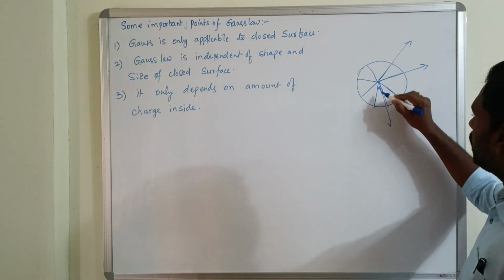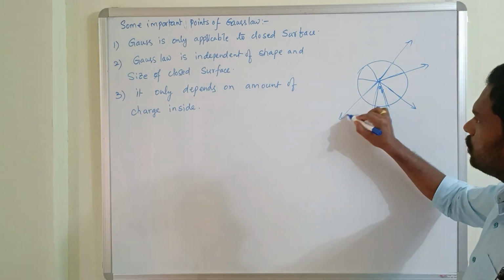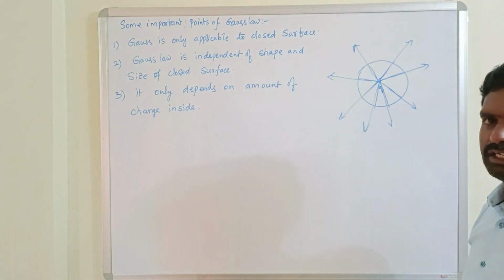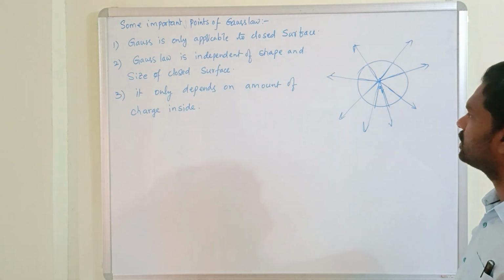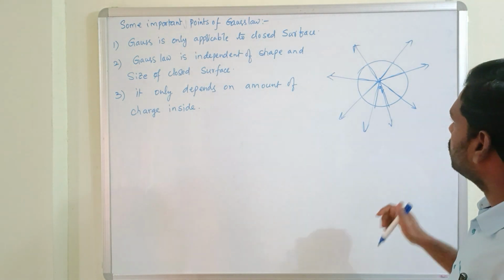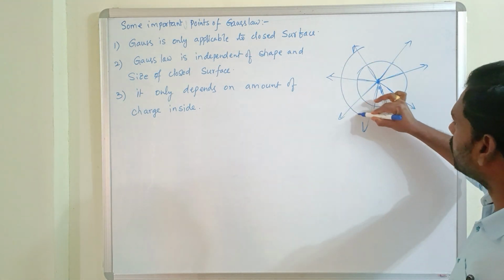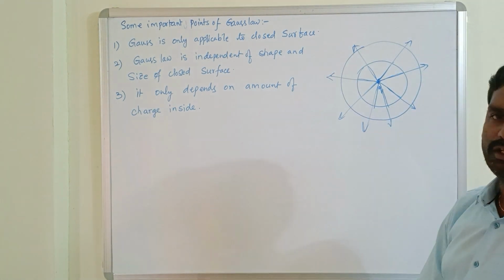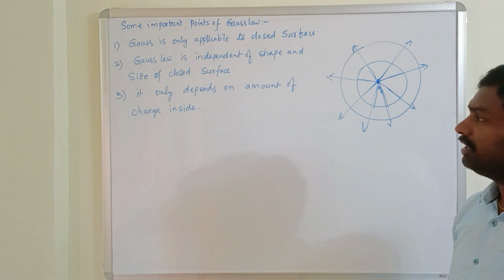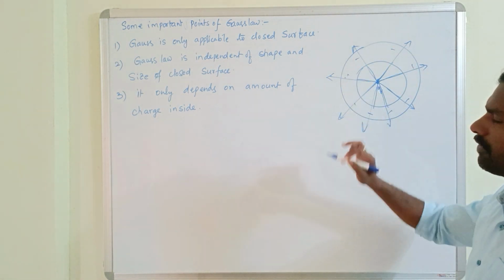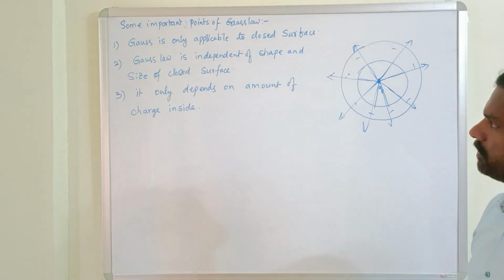Some number of electric field lines passing through the surface area when it is kept normal to the electric field lines is called flux. Okay. Next, it does not depend on shape and size. If we increase the size of the closed surface, again the same number of field lines are passing through the closed surface. Isn't it right? So, second point, that's it.